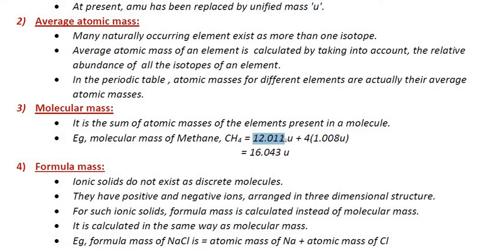So 12.011 u, it is the atomic mass of carbon. Plus 4, because we have got 4 atoms of hydrogen, into 1.008. 1.008 is the atomic mass of hydrogen. So when we find out the sum of all the atomic masses present in it, we get 16.043 u. So 16.043 u is the molecular mass of methane.